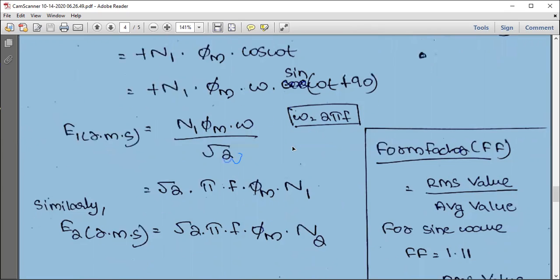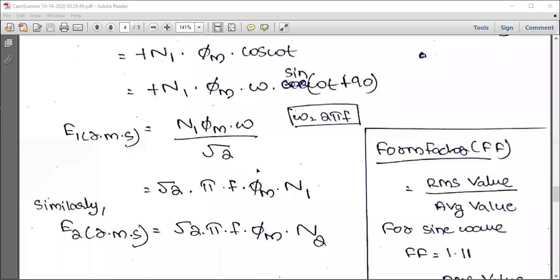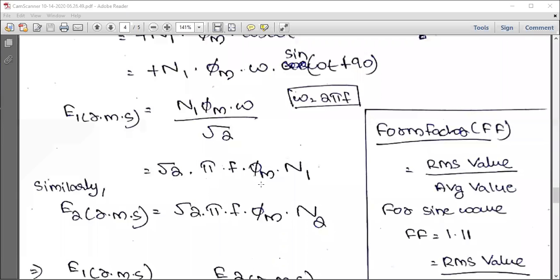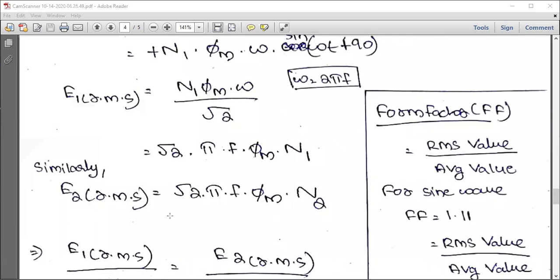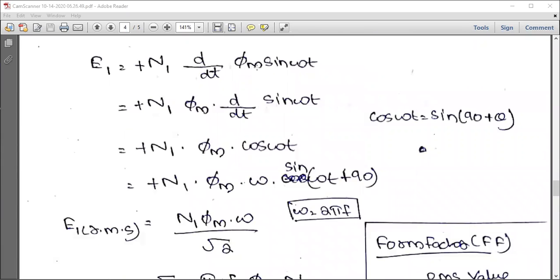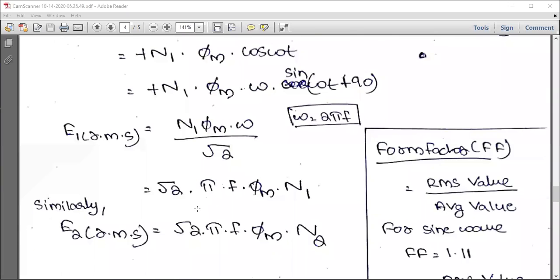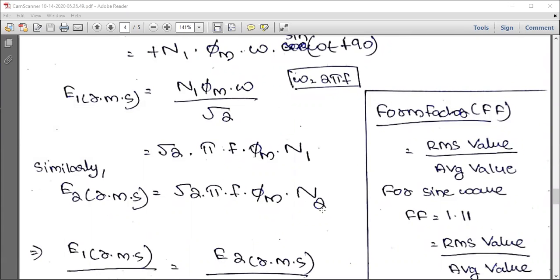So we substitute and we get E RMS equal to root 2 into π into f into φm into N1. And similarly we will work out E2 RMS. E2 RMS will be N2 into dφ by dt. Following the same process, we get root 2 into π into f into φm into N2, because we substitute ω as 2πf.